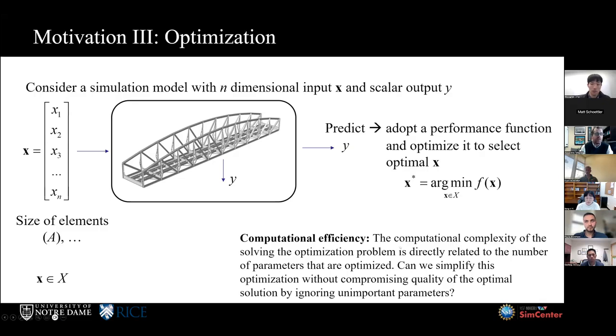So the question is, without really sacrificing the quality of the optimal solution, still getting the same optimal solution, can I focus on some of those components and ignore some others that really don't have any impact on the behavior of the objective function? So that is the question that we try to explore. And now let's look at what global sensitivity means.